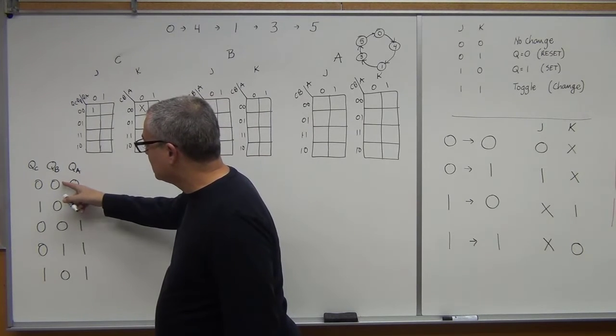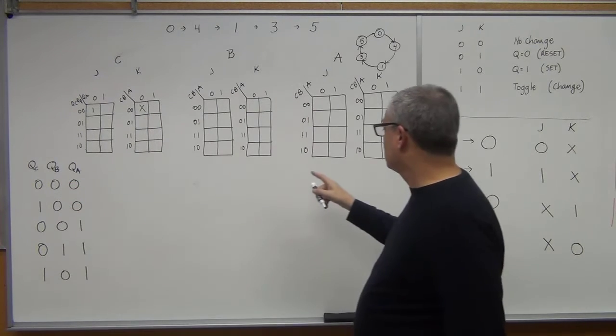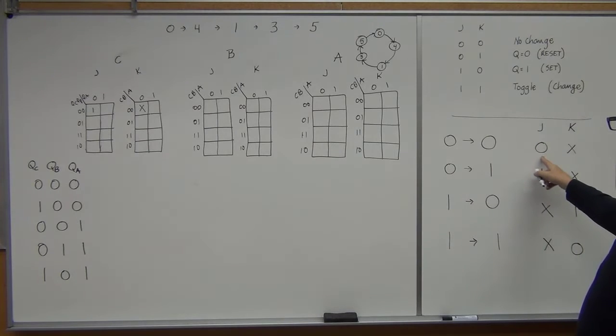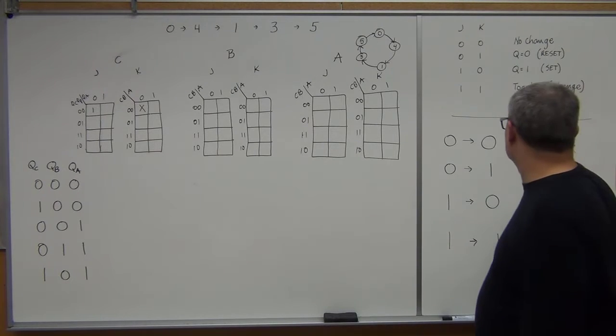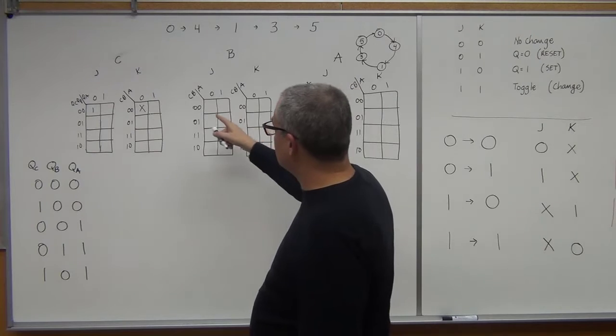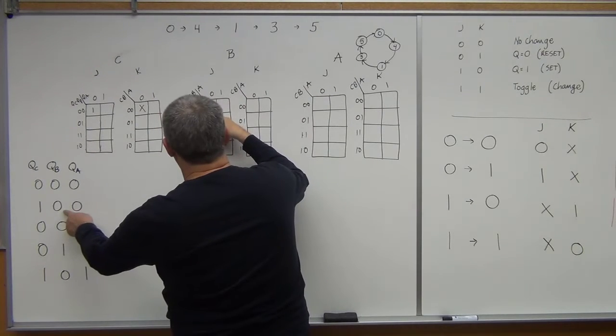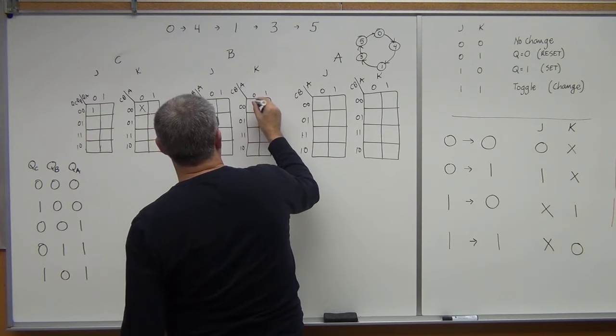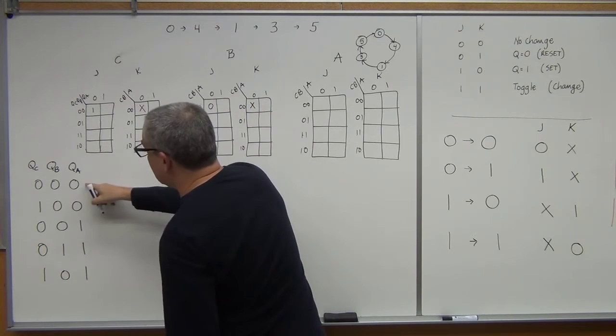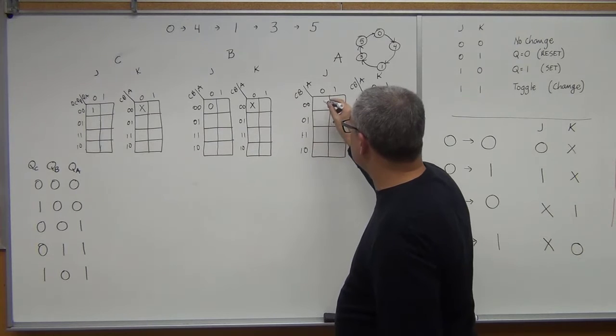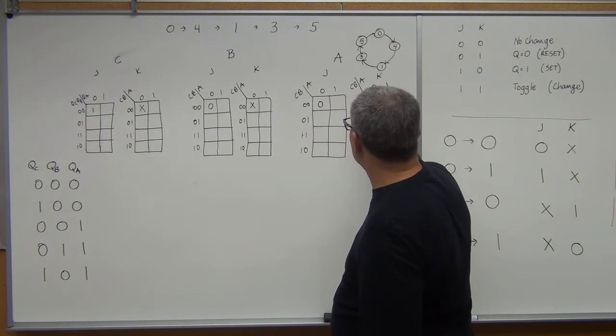For B, we need to go from a 0 to a 0. 0 to a 0, J has to be 0, and it doesn't matter what K is. So I'm going to stick with this 0, 0, 0 box. And for the B flip-flop, I'm going to enter 0x. And the A does exactly the same thing as the B, so it's going to be 0x.